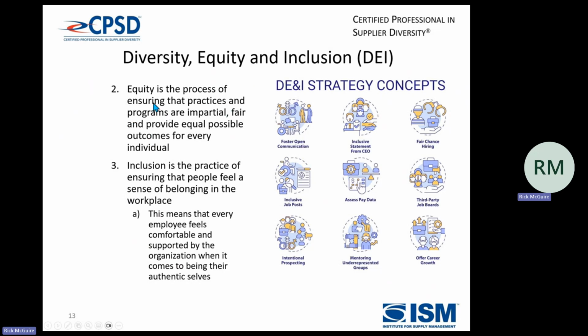So equity is the process of ensuring that practices and programs are impartial, fair, and provide equal possible outcomes for every individual. No favoritism. Inclusion is the practice of ensuring that people feel a sense of belonging in the workplace. This means that every employee feels comfortable and supported by the organization when it comes to being their authentic selves. And what the unconscious practice in hiring is, is that we hire somebody that is like us. So you have to be aware of that. We want to affiliate with those people that are more like us or look like us.